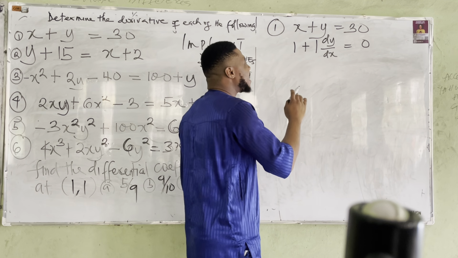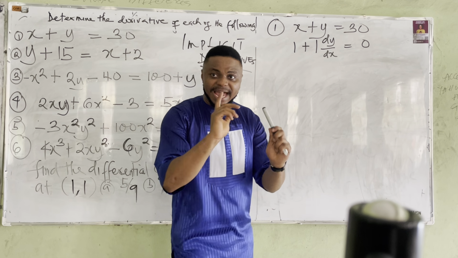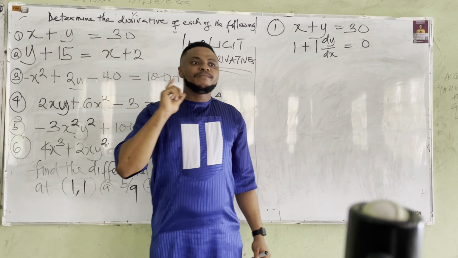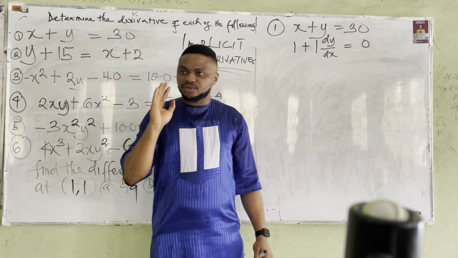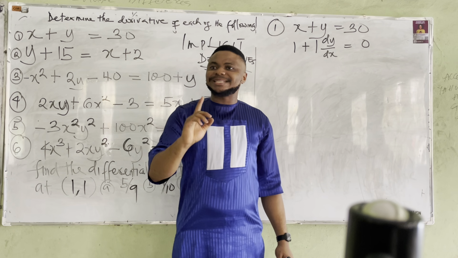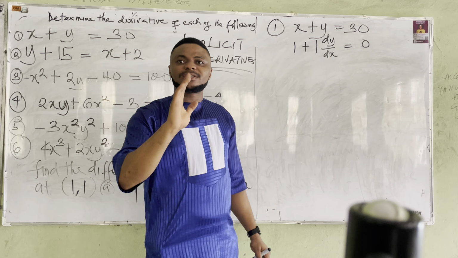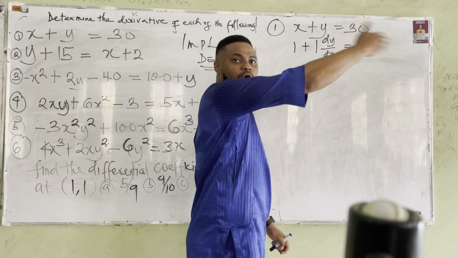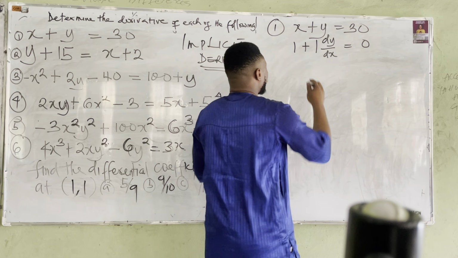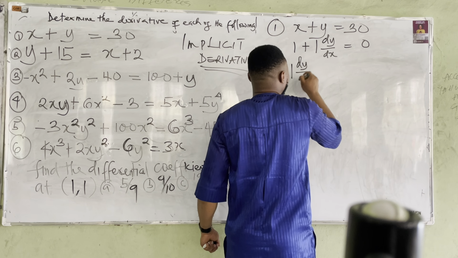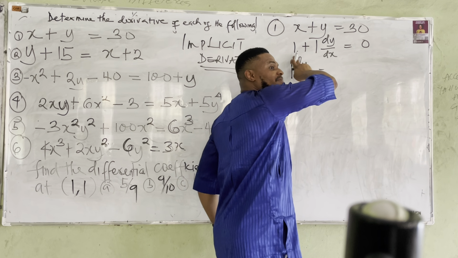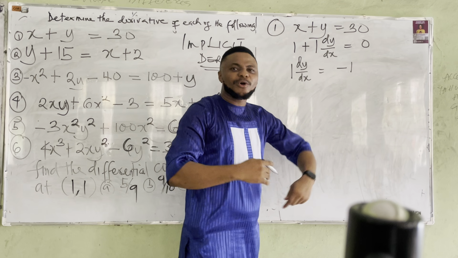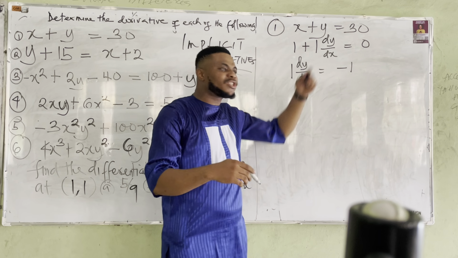Now, the idea is this. When you have differentiated every component of your implicit function, the idea is to make dy over dx the subject of the formula. Which means you must ensure that everything that contains dy over dx is on your left hand side, and the things that do not have dy over dx are on your right hand side. So we have 1 dy over dx equals to, this one does not have dy over dx, so we move it over and it becomes minus 1. Remember, 0 means nothing.